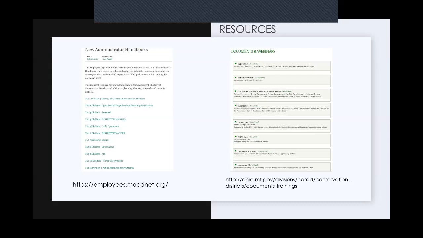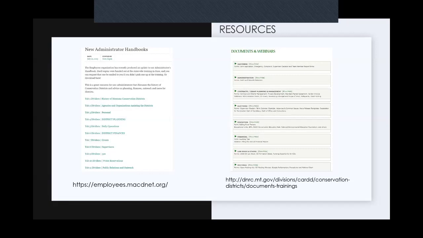This new administrator's handbook was done in 2015. It does have a lot of pertinent information, but I understand that it is now being updated. So if you don't have a hard copy in your office and you wanted just to have an overview, this is a good location to go and take a look at each of the different tabs and you will learn more about things. The second link I wanted to talk about is our DNRC website, which was revamped last year.